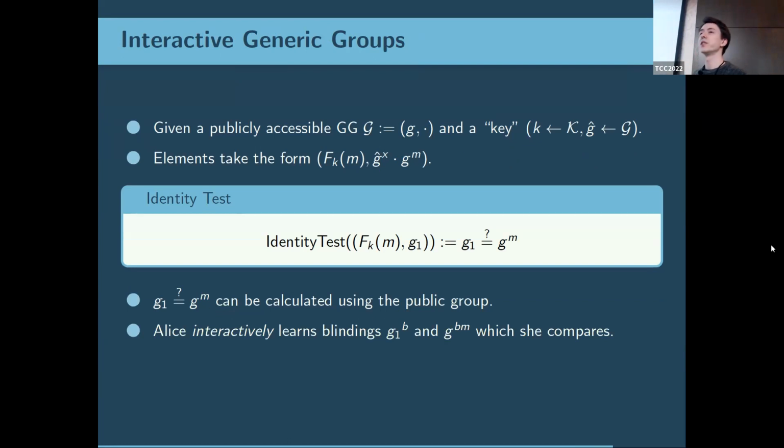So what we do is we have it so that Alice only learns an exponential blinding of her element that she holds, and she can now compare that to G to the blinded M that she gets from Bob. This step is done interactively, and so can't be computed by Alice locally.